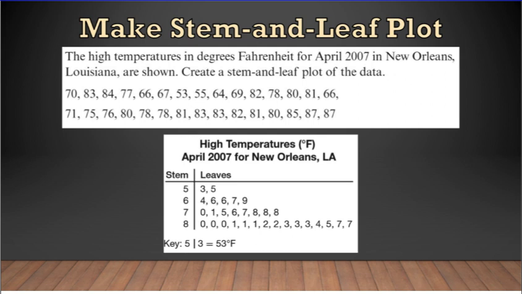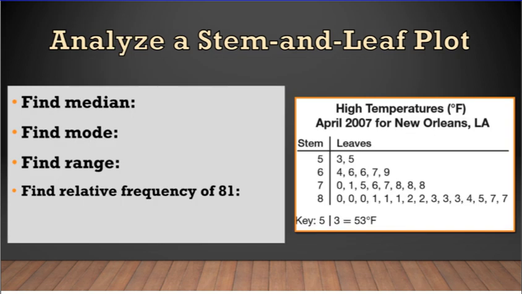Here, the stem and leaf plot was created for us, looking at the high temperatures of April 2007 in New Orleans. Since we've already learned how to make stem and leaf plots earlier in the year, we're not looking at how to make this one, we're just looking at one that's completed, so now we can analyze it. That's our main focus today, being able to analyze stem and leaf plots. So here's the same one that we had on the previous slide. We want to find the median, the mode, the range, and then the relative frequency of getting 81.